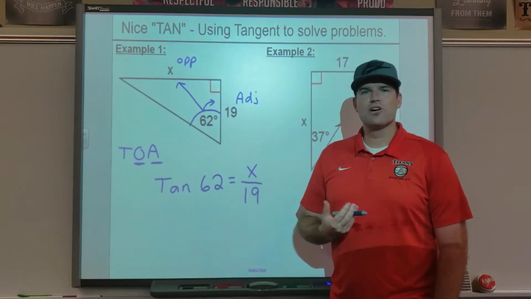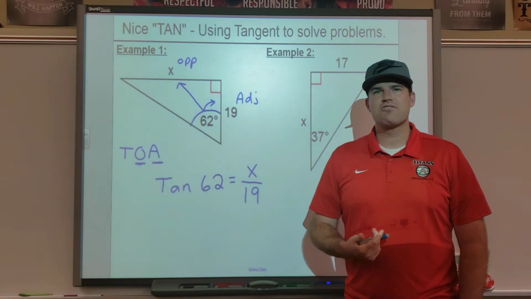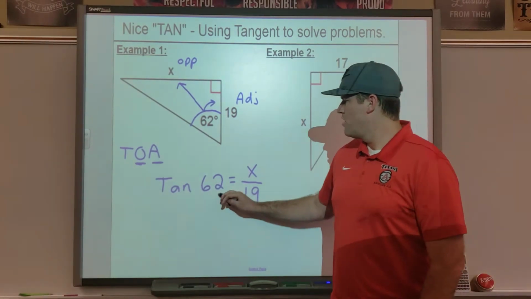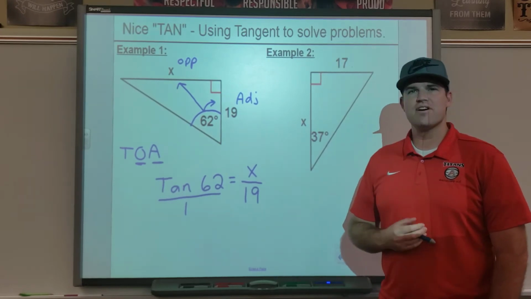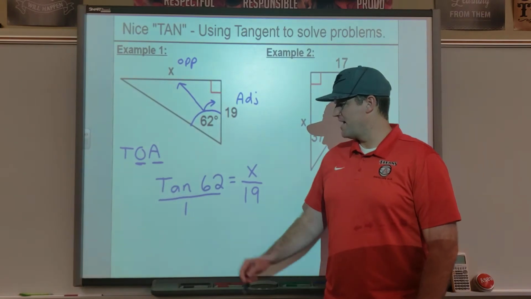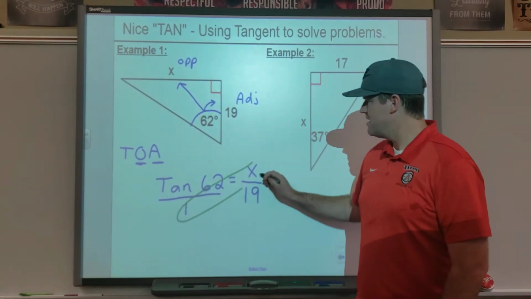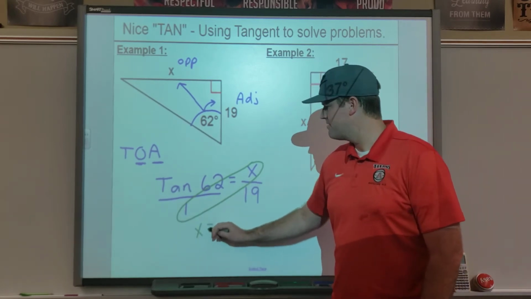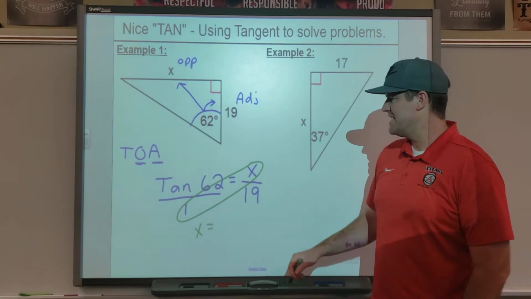All right, from here we're going to solve. And since we just got done with similar triangles and doing proportions, one way we can do this that's pretty slick is to just do a proportion and cross multiply. So change this into a fraction over 1. Cross multiply. X times 1 is x. And then tangent of 62 times 19.